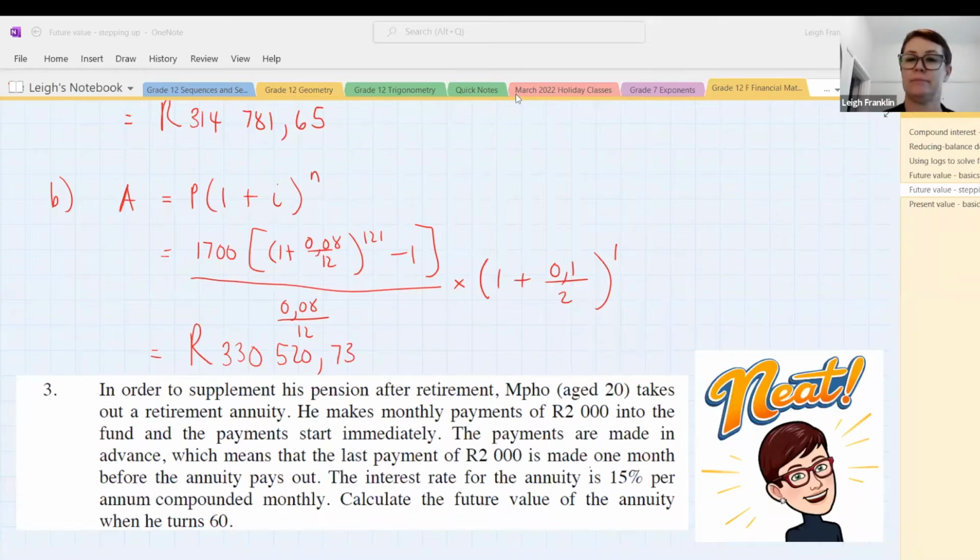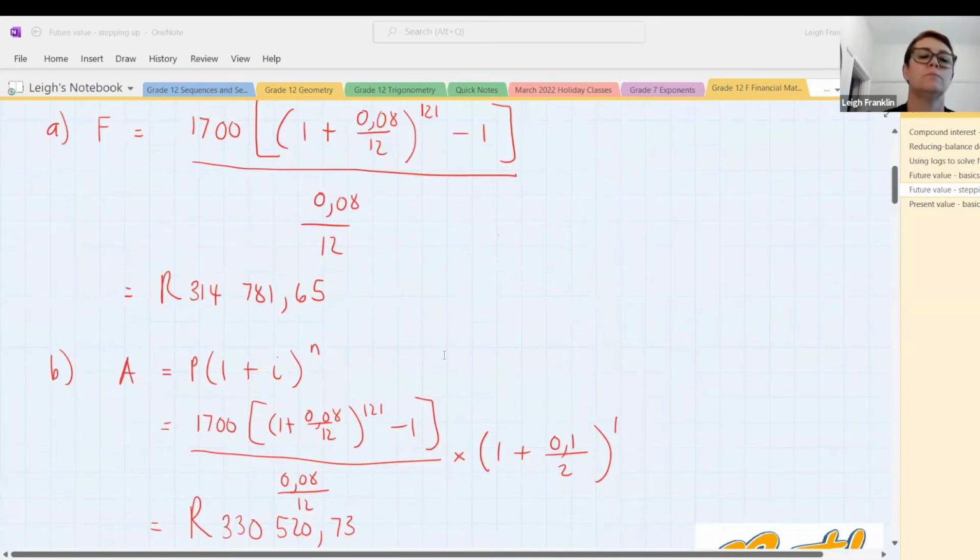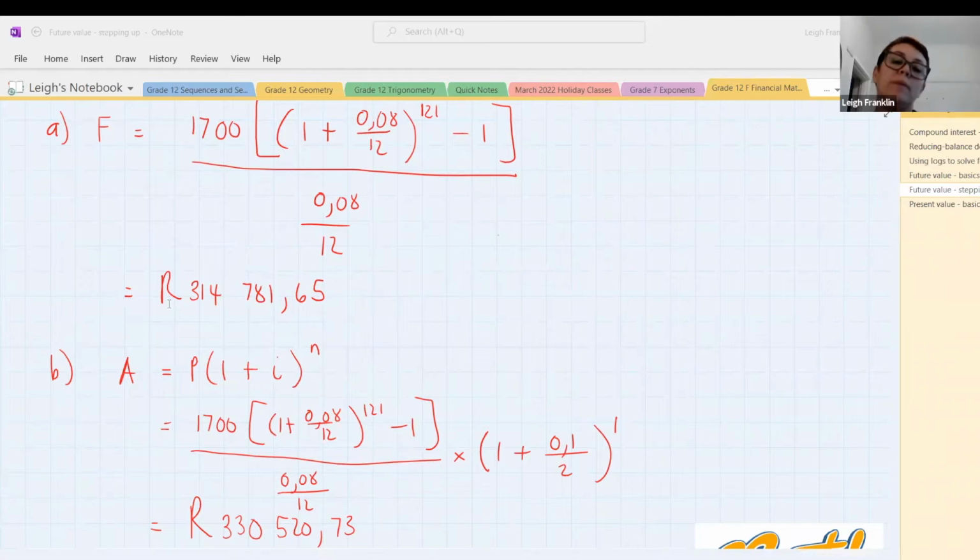Could you also use the answer that you got in A in part B? Yes, you can. But the problem is that you're only supposed to round off once at the very end. If you use your answer from A, you've rounded off there. So what you could do is write down A without rounding off to 2 decimal places, keep all your decimal places, and use that number. All right, okay, thank you.